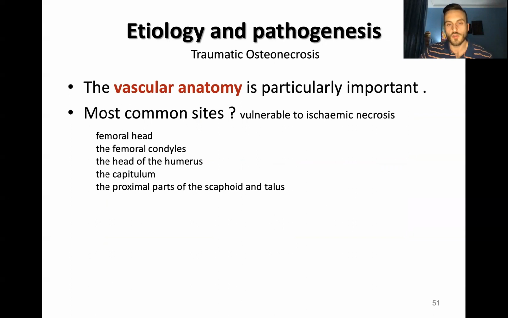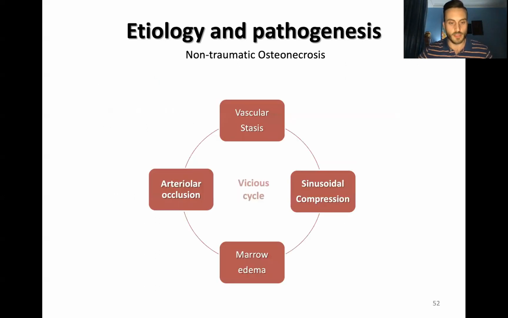And you know the most common sites are the femoral head, femoral condyles, head of humerus, the capitellum, the proximal part of the scaphoid, and the talus. And that's why, because the pressure, it's a vicious cycle, is going more and more. Sometimes we go in and we drill only. We just put a hole inside the bone. Why? Just to decrease the pressure. And some patients really get use of that.